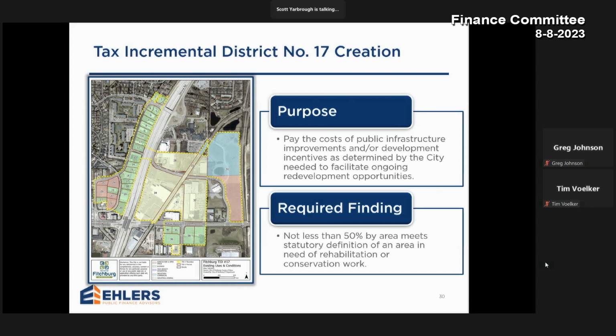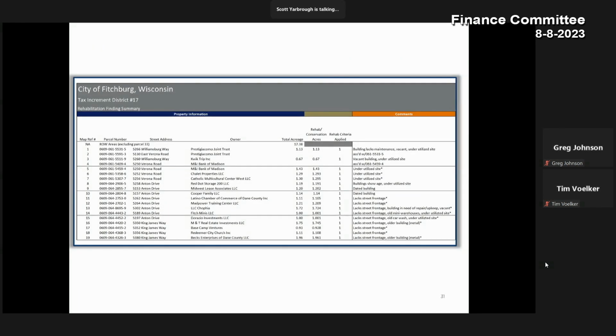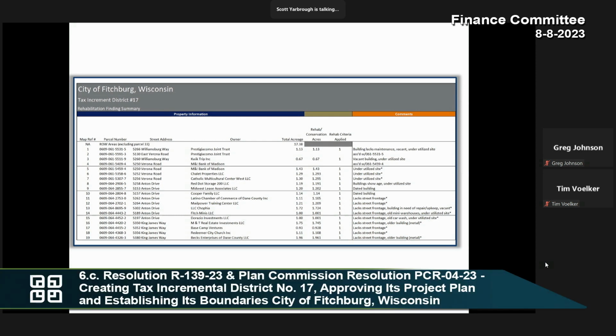Similar to TID District 16, we've identified specific public infrastructure improvements and allowances for development incentives to promote development within the area. This is a rehabilitation district as well, so the same statutory criteria that was applied for TID 10 and TID 16. In terms of that rehabilitation finding, a lot of the parcels included in this proposed district will benefit from some reconfiguration of the street network to have additional street frontage, based on the other broader highway improvements that were included in that area.